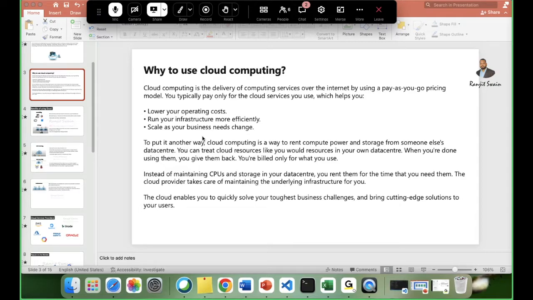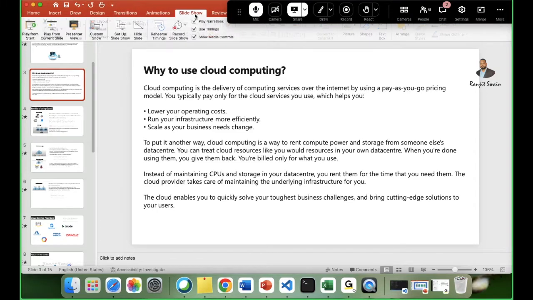We'll see what benefits we get using the cloud computing platform, what the service providers are in the current market and who is leading in the market race, what things we are going to achieve, and how we can create our first account on the AWS cloud platform. Okay, so let's start.